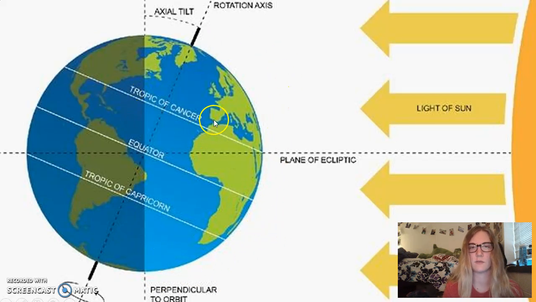Here we can see that this is the northern hemisphere and it is tilted towards the sun. That means it is experiencing summer while the southern hemisphere is experiencing winter because it is tilted away.